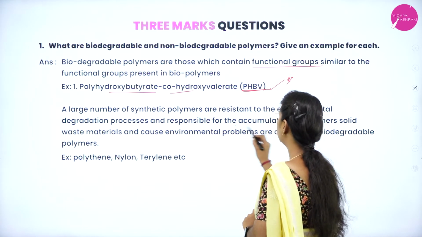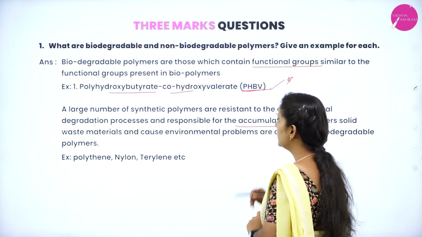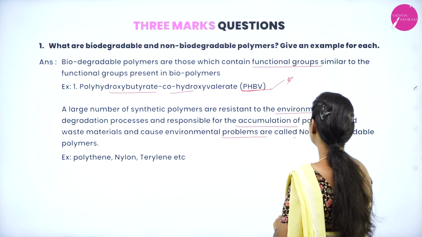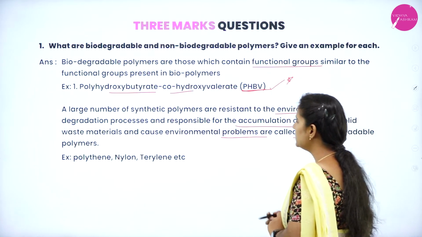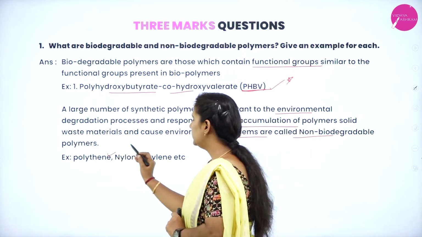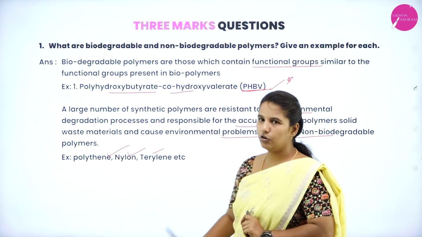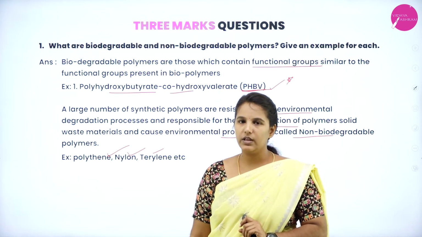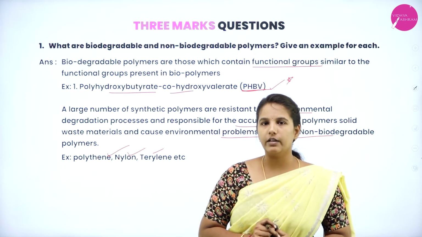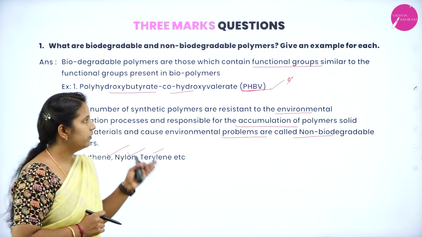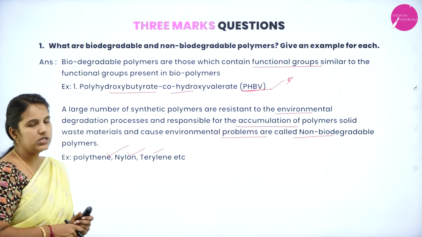Coming to non-biodegradable polymers: the large number of synthetic polymers which resist the environmental degradation process and are responsible for the accumulation of polymeric waste material and such environmental problems are said to be non-biodegradable polymers. Example, polythene, nylon as well as terylene. Okay, you can write in your own words what biodegradable and non-biodegradable polymers are, but the proper differences as well as one example you must know.